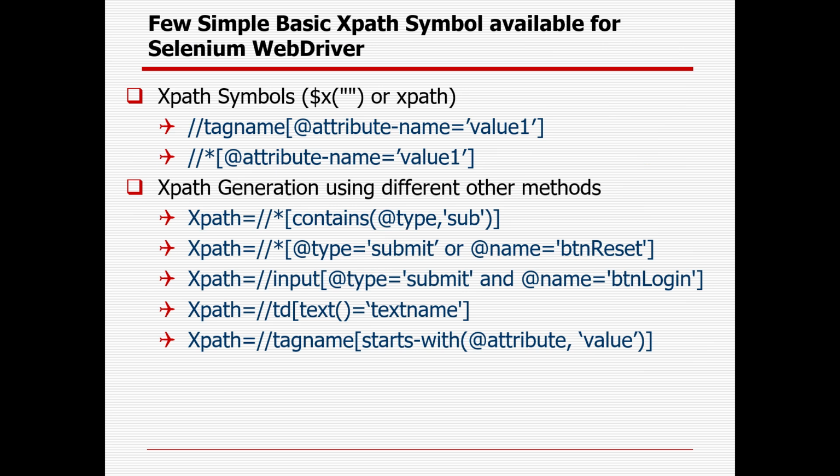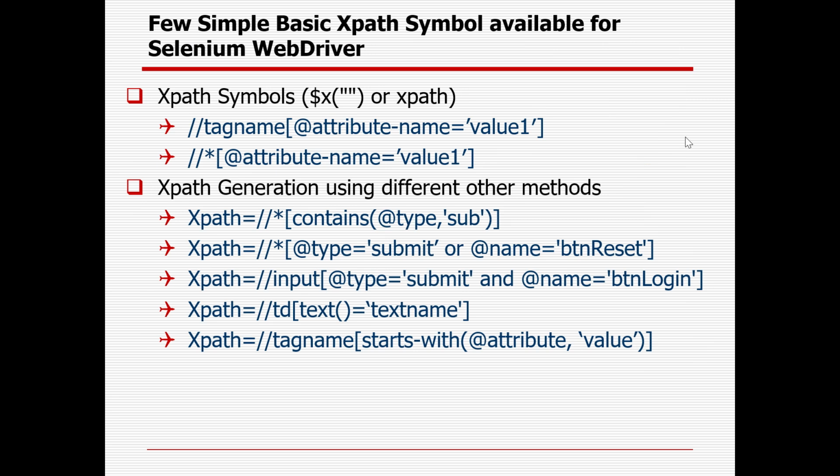AND means, suppose I am not able to identify with a unique element locator, so I need to combine a couple of things and then I can go with that. OR means I can use either one or two. In case it's a link, I can create the XPath with text. In case of something like this, I can use the starts-with part. So that is the way I will try to create XPath.